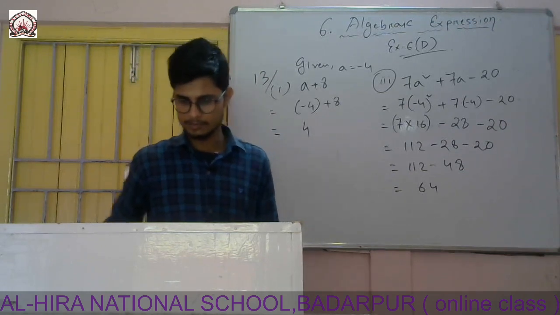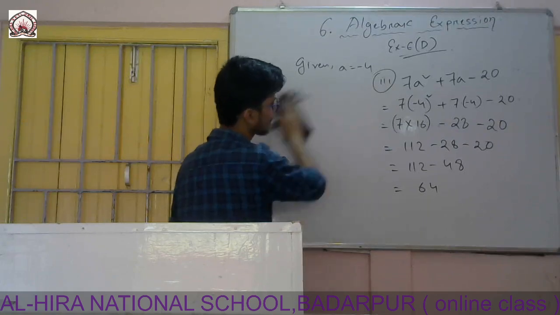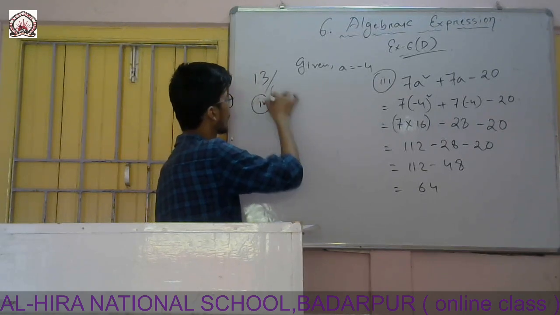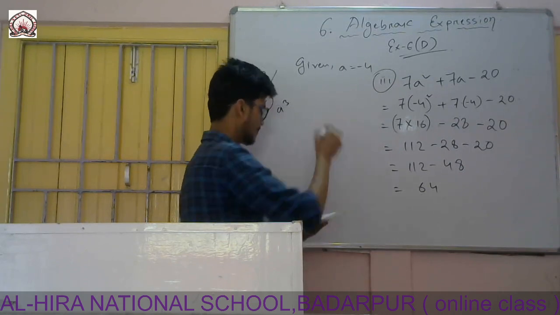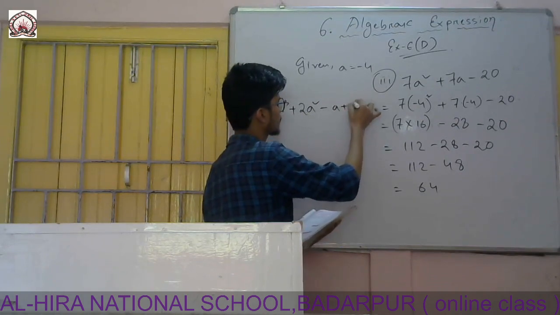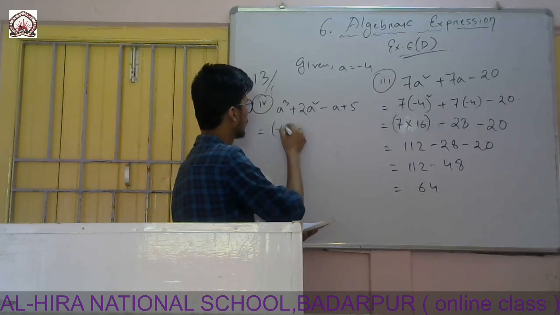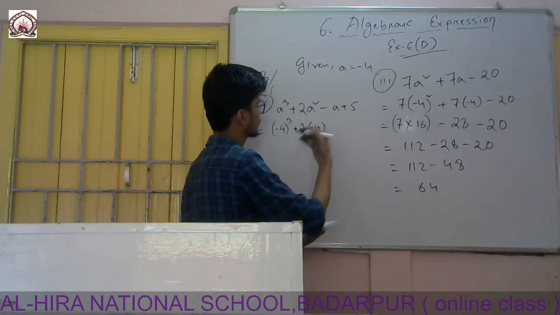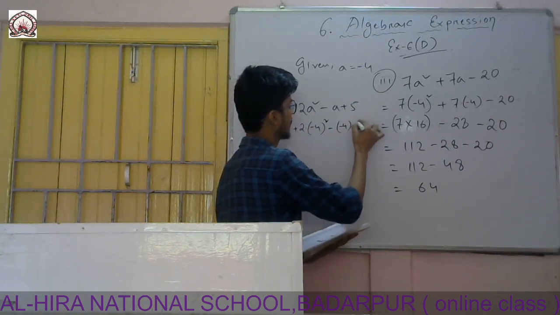So now let's do Roman number 4. Roman number 4 question is a cube plus 2a square minus a plus 5. So in place of a cube I have to put minus 4 cube, then 2, in place of a I have to put minus 4 and then square there, then again in place of a I have to put minus 4, and at last it is 5.